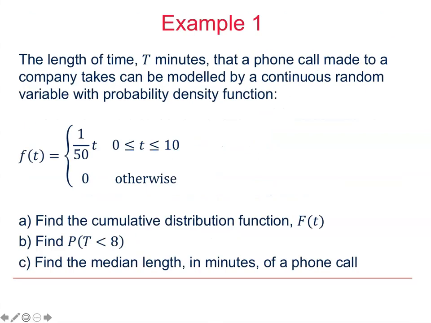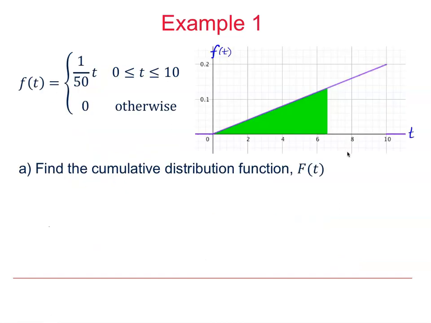Please pause for a moment to read the example. Consider the shape of the PDF and how you might go about answering the questions. Before answering part A, let's have a look at the sketch graph of the PDF. And we can see we have this straight line function between t equals 0 and t equals 10.